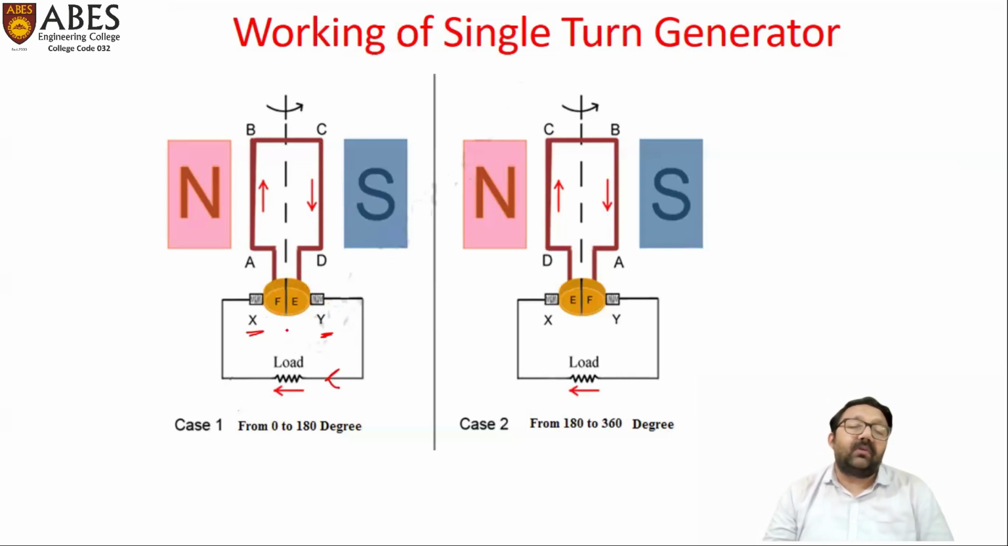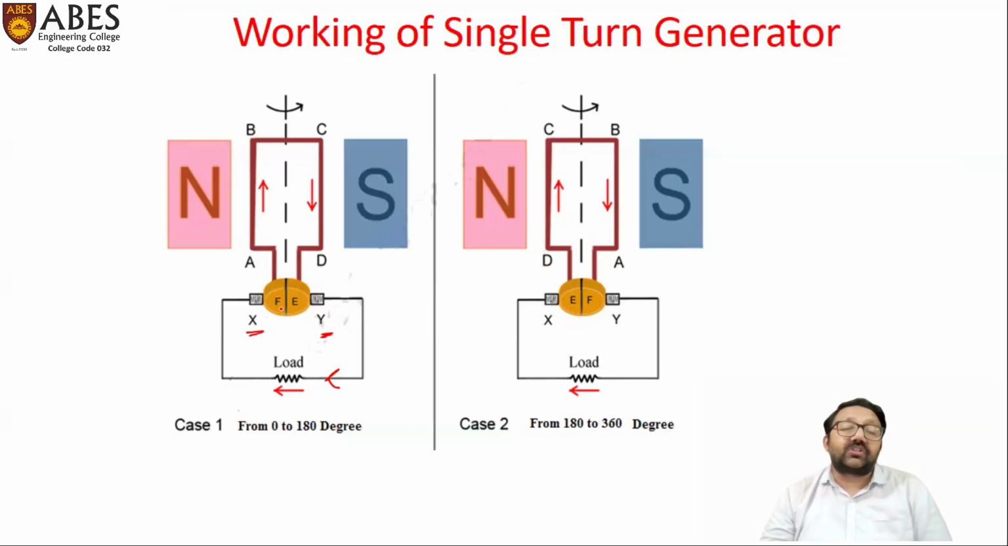Now, after a rotation of 180 degrees, both the coil ends change their field pole. Conductor AB is now in the influence of the south pole, and conductor CD is in the influence of the north pole. In this picture, we can clearly see that as the coil ends have changed their field poles, in the meantime, due to the rotation, the split rings also change their brush positions. The split ring portion E, which was initially in contact with brush Y, is now in contact with brush X.